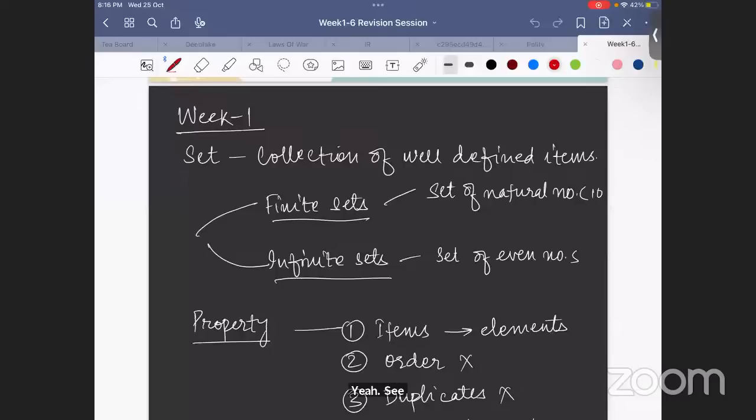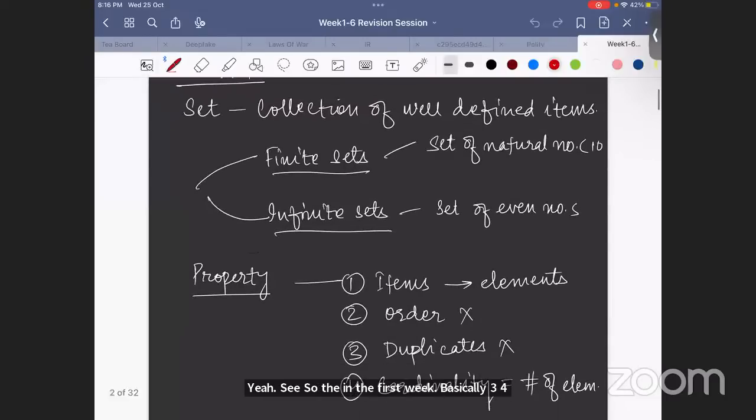So in the first week, basically 3-4 important topics are there. The first thing is that you should be aware of the basic concepts. Why I'm saying those basic things again and again, because you can get questions.